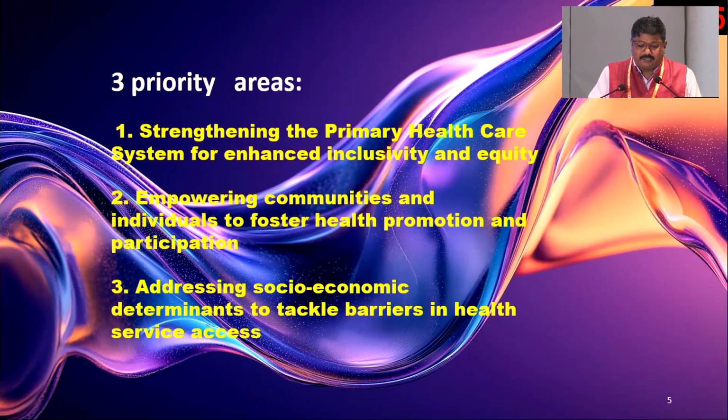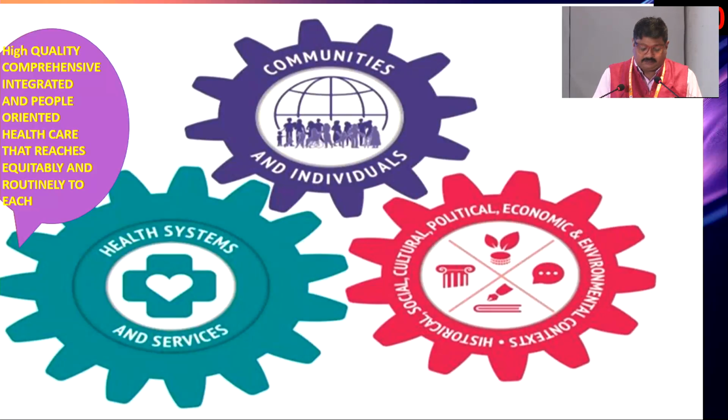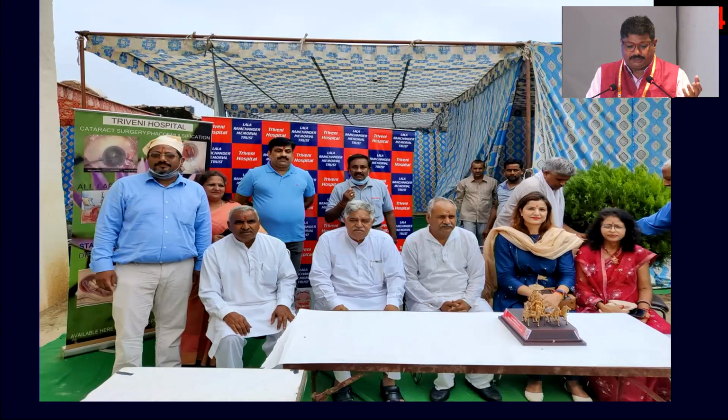Three priority areas need strengthening at the primary level. We need to empower our communities and individuals, and we have to address the socio-economic determinants. These are basically a spoke wheel: the health system, communities, and the political system. These three systems are integrated within five transformative domains: political commitment, multi-stakeholder engagement, and data-driven decision-making systems. From data, we need health service evaluation, and then we have to have some special approaches.